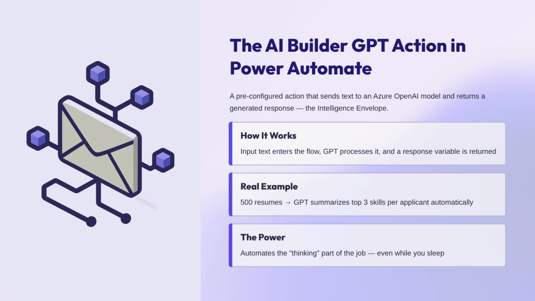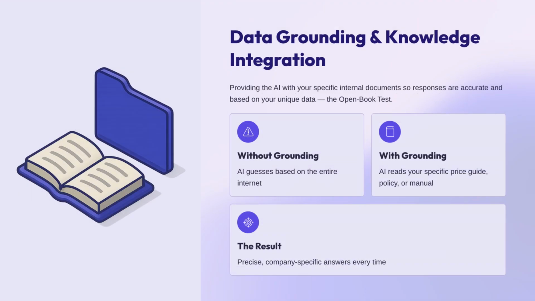Well, that brings us right into our next step, which is data grounding and knowledge integration. This brings us to data grounding. The technical documentation defines grounding as a process of providing the AI model with specific factual information, such as your company's internal documents or manuals, to ensure its generated responses are accurate and based on your unique data.